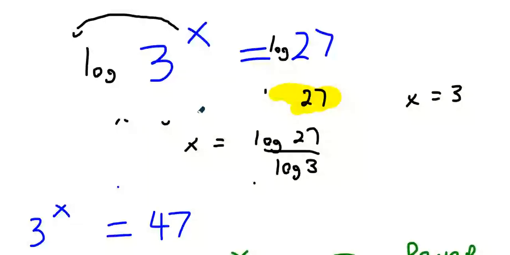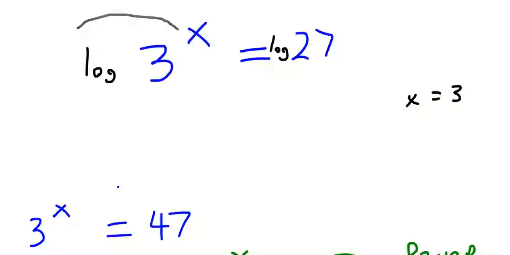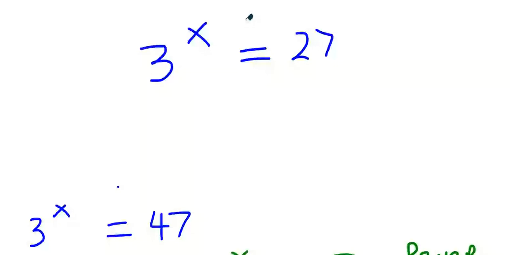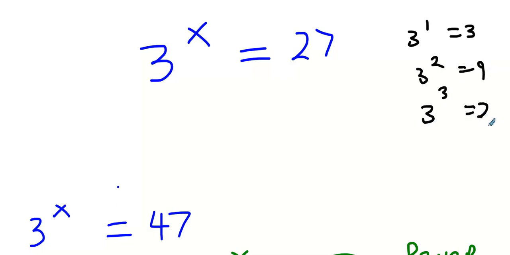Now, next thing. This answer was really easy because 3 to the power of x equals 27. But for any number that's not a power of 3, it's really difficult. Because look at this. 3 to the power of 1 is 3, 3 to the power of 2 is 9, 3 to the power of 3 is 27, 3 to the power of 4 is 81.